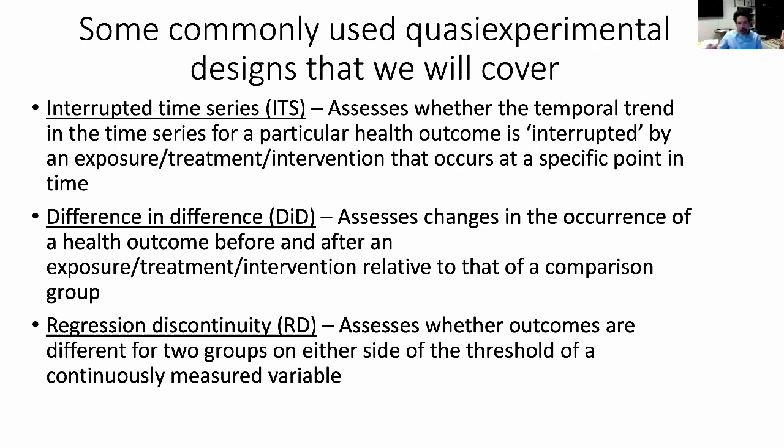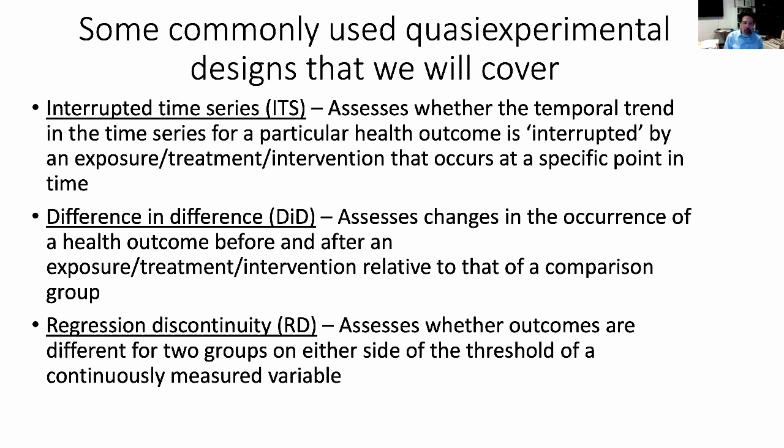So we will cover a few commonly used quasi-experimental designs today, just to begin to orient you to these approaches. The first one will be interrupted time series, which is a design that can help you assess whether the temporal trend in the time series for a particular health outcome is interrupted by an exposure, treatment, or intervention that occurs at a specific point in time.